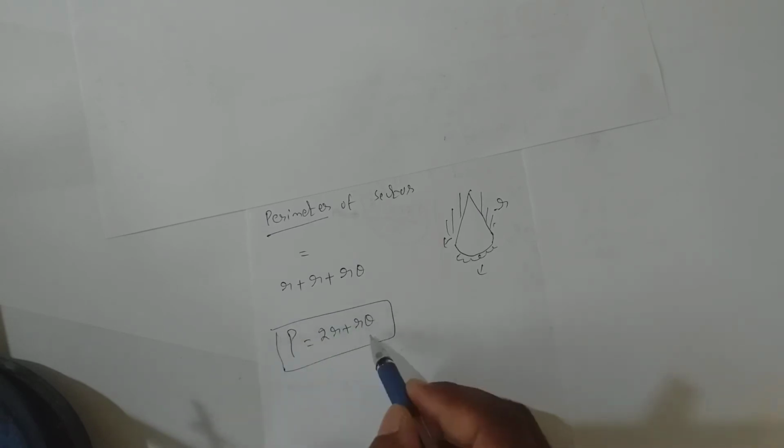Whenever they ask for perimeter, I need to use this formula. Am I clear?